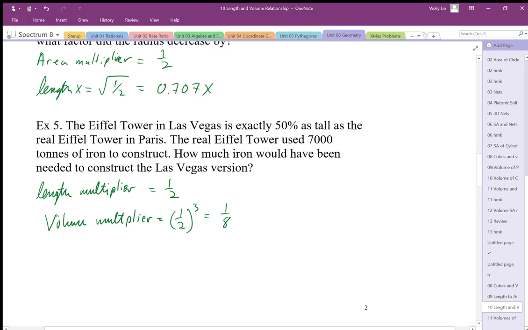Okay, so then if I want to figure out how many tons of iron is needed to construct the smaller Las Vegas tower, I would just take my 7,000 tons and multiply it by my multiplier of 1/8. So 7,000 divided by 8 ends up being 875 tons.